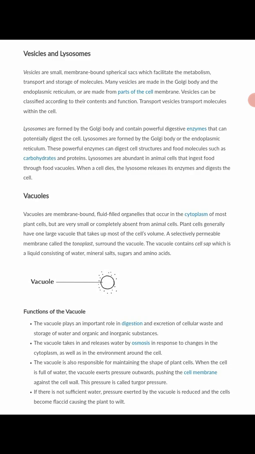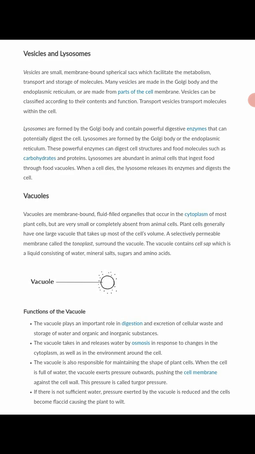They are completely absent from animal cells. Plant cells generally have one large vacuole that takes up most of the cell's volume. A selectively permeable membrane called the tonoplast surrounds the vacuole. The vacuole contains cell sap. So they are present in plant cells, and they contain cell sap, which is a liquid consisting of water, mineral salts, sugar, and amino acids. So vacuoles are found in plant cells and are totally absent in animal cells.